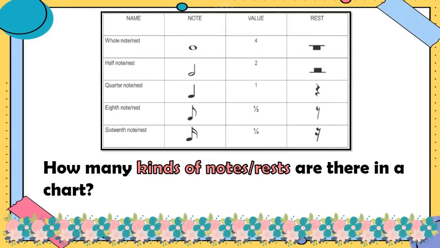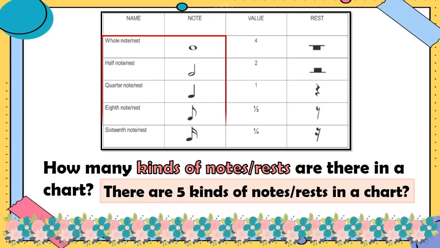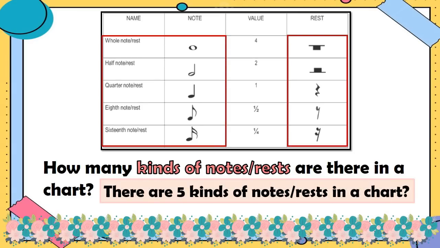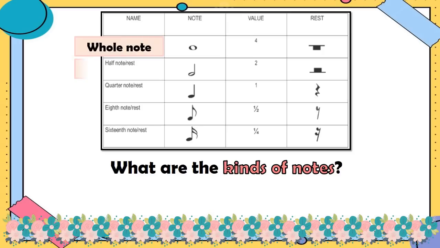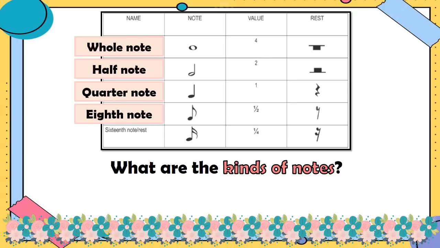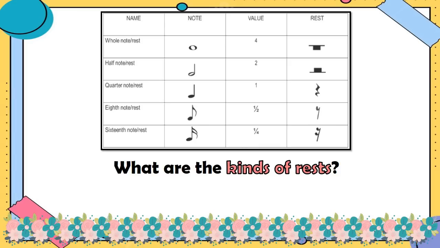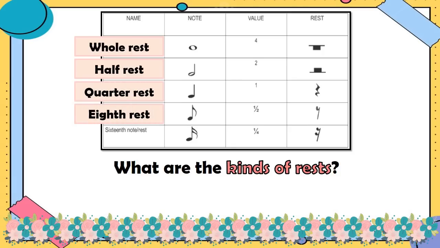How many kinds of notes and rests are there in the chart? Yes, there are 5 kinds of notes and 5 kinds of rests in the chart. What are the kinds of notes? The kinds of notes are whole note, half note, quarter note, eighth note, and 16th note. What are the kinds of rests? The kinds of rests are whole rest, half rest, quarter rest, eighth rest, and 16th rest.